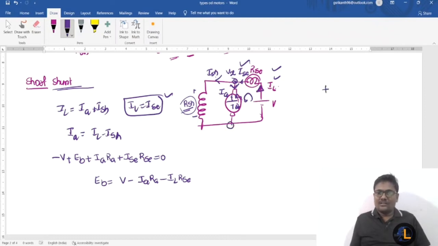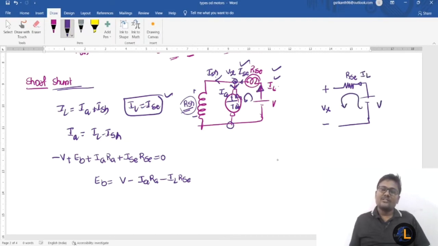So in order to find out, you can assume that the voltage potential will be Vx, and using circuit concepts only, you can apply KVL to this loop. The current which is flowing through this one is IL. Always the current flows from higher potential to lower potential. Current enters into the positive terminal can be read as positive. So that is IL into RSC plus Vx. Here current enters the positive terminal, and minus V is equal to 0. Then Vx is equal to V minus IL into RSC.